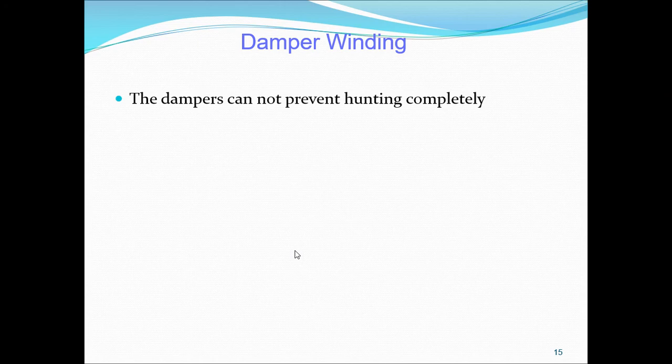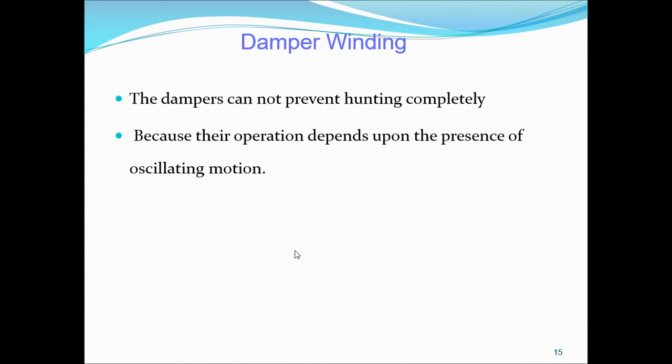So what we have to do? We have to maintain low resistance for this winding. So the damper winding resistance should be as low as possible to be more effective. We have to reduce the resistance of the damper winding so that losses will be low.